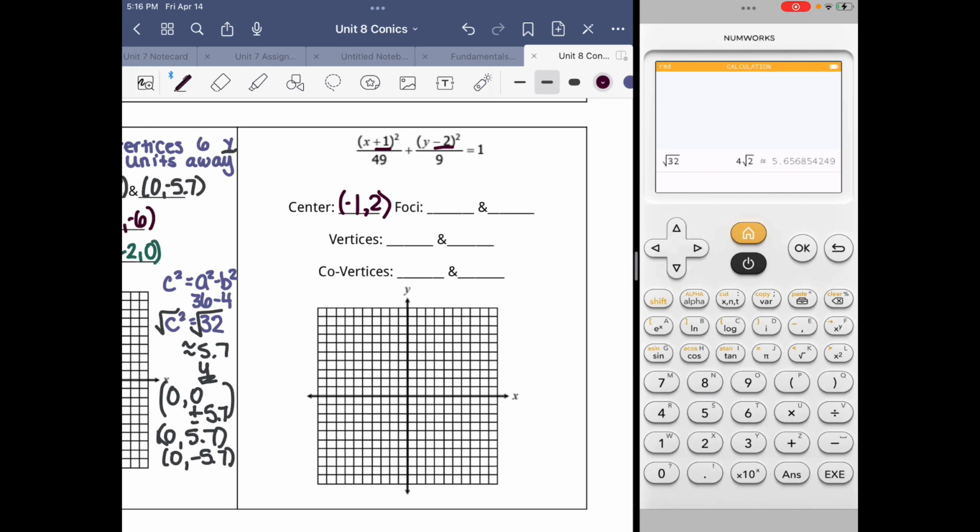Then the bigger number is 49, so my vertices are going to be along the x-axis, so 7 units away along the x, because the square root of 49 is 7. So I go to the point -1, 2, and then I'm going to count to the left and to the right 7 units. 1, 2, 3, 4, 5, 6, 7. 1, 2, 3, 4, 5, 6, 7.